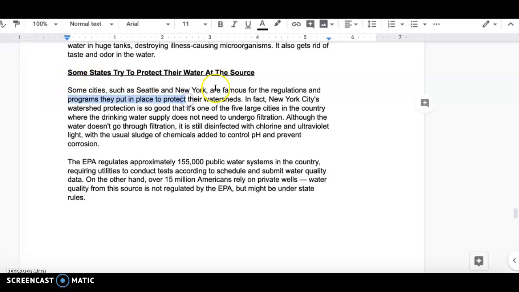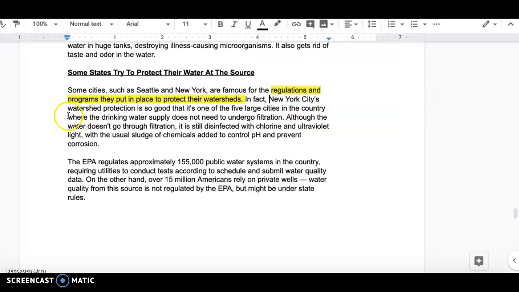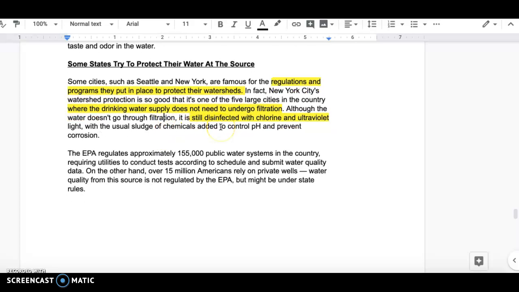Some cities, such as Seattle and New York, are famous for regulations and programs that they put in place to protect their watersheds. Highlight that. In New York, NYC's watershed protection is so good that it's one of the few large cities in the country where the drinking water supply does not undergo filtration. Highlight that. Although the water doesn't go through filtration, it's still disinfected with chlorine and UV rays, highlight that, with the usual chemicals that are added to control pH and to prevent pipe corrosion.